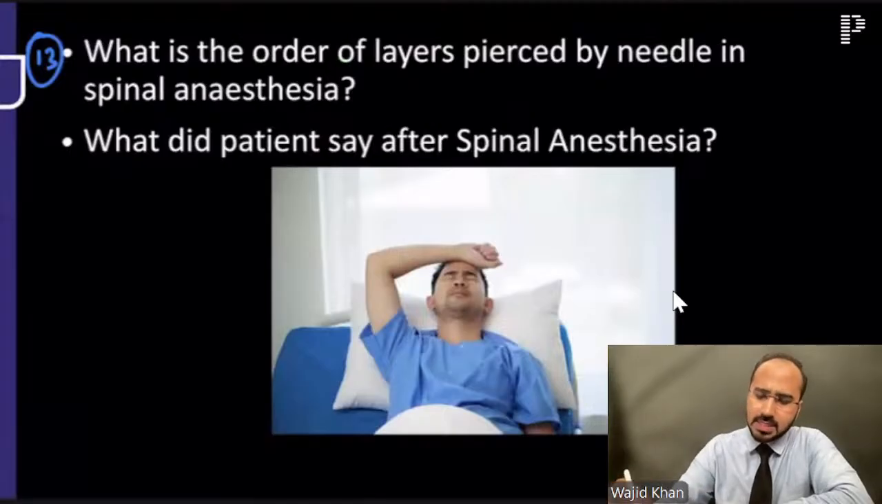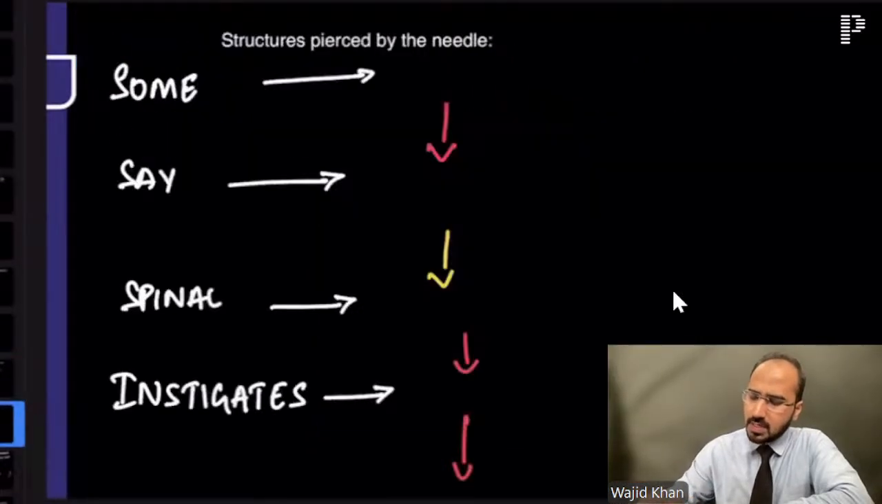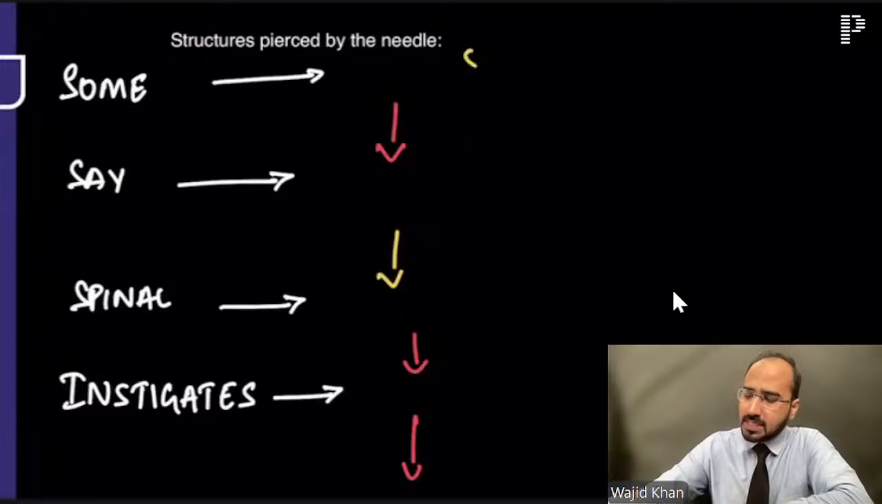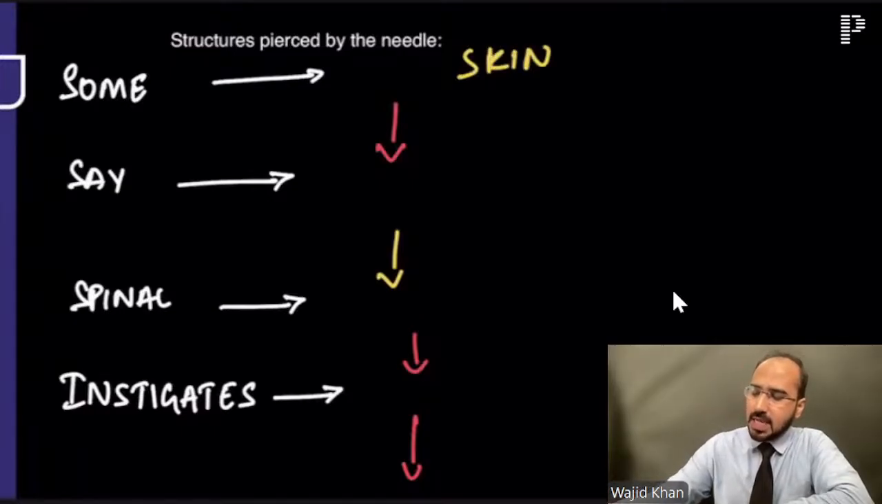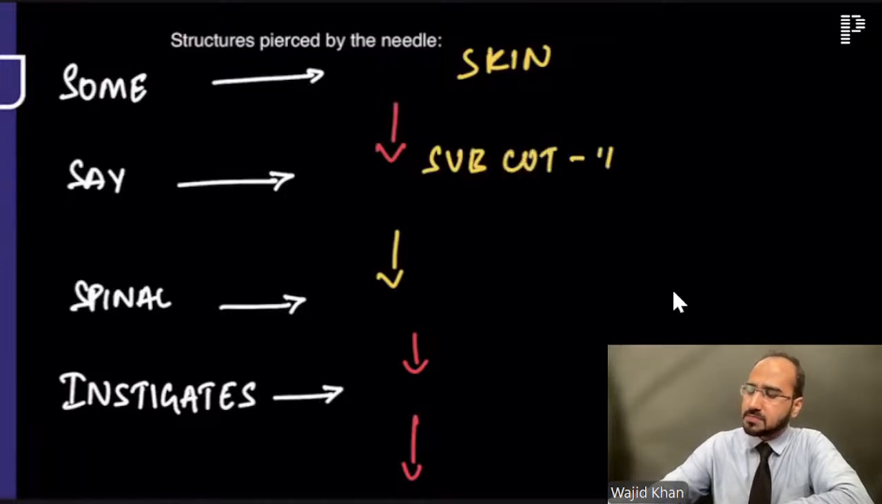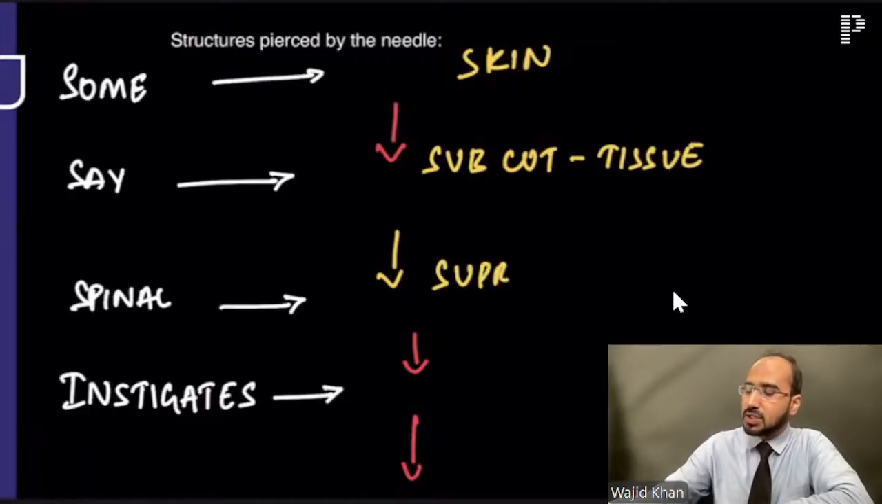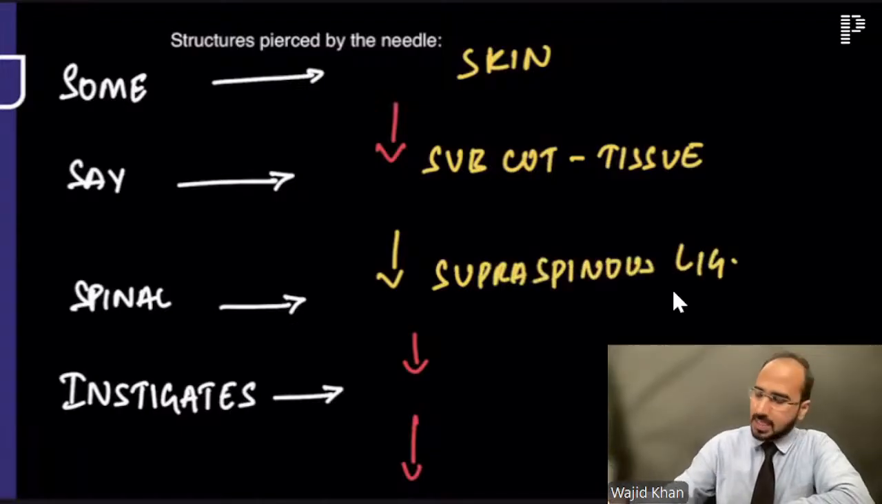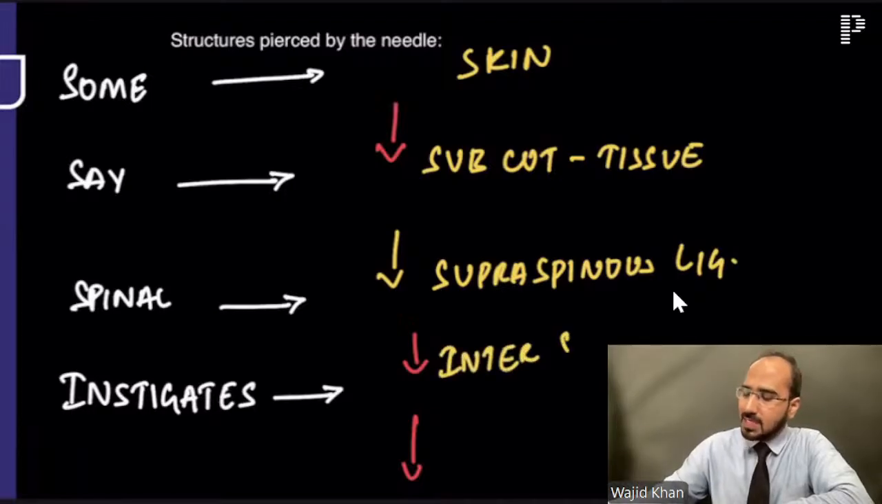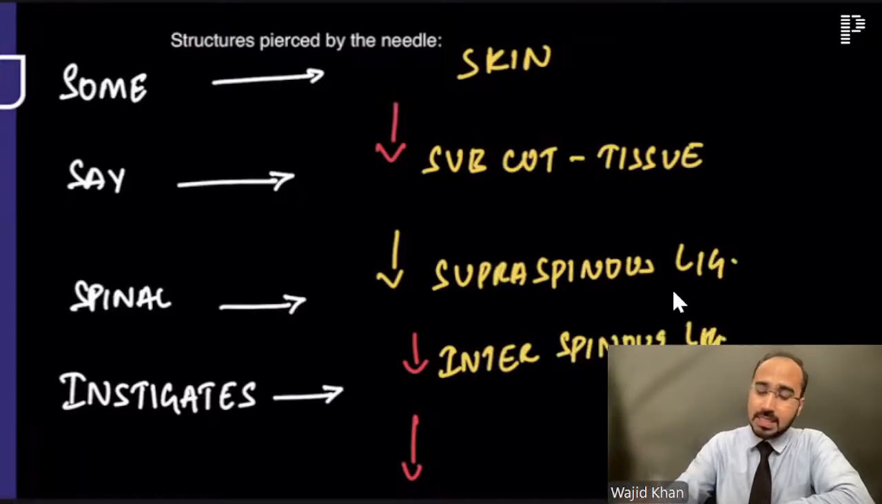Some say spinal instigates lethargy during anesthesia session. Now look over here, guys. Some stands for what? The first layer to be pierced is skin. S stands for subcutaneous tissue. Next, some say spinal. Spinal means S stands for supraspinous ligament. Next, instigates. I stands for inter or infraspinous ligament. Okay? Some say spinal instigates lethargy.